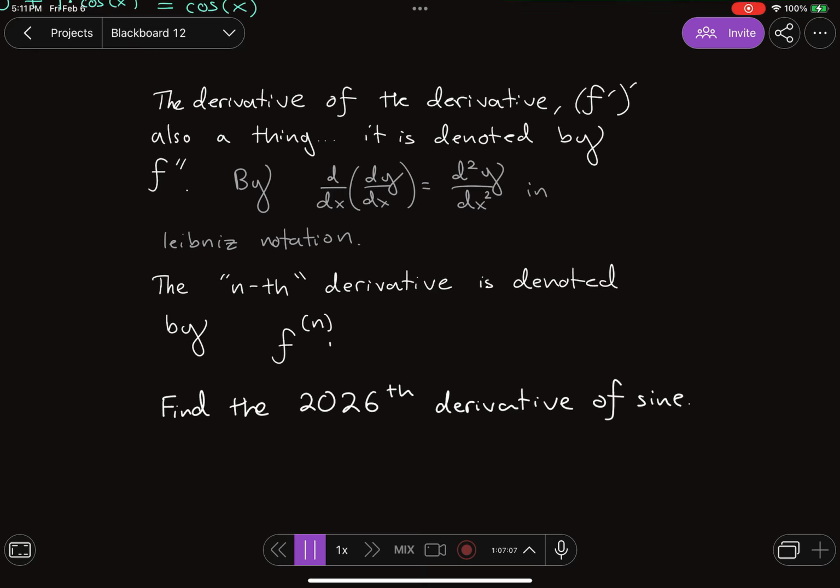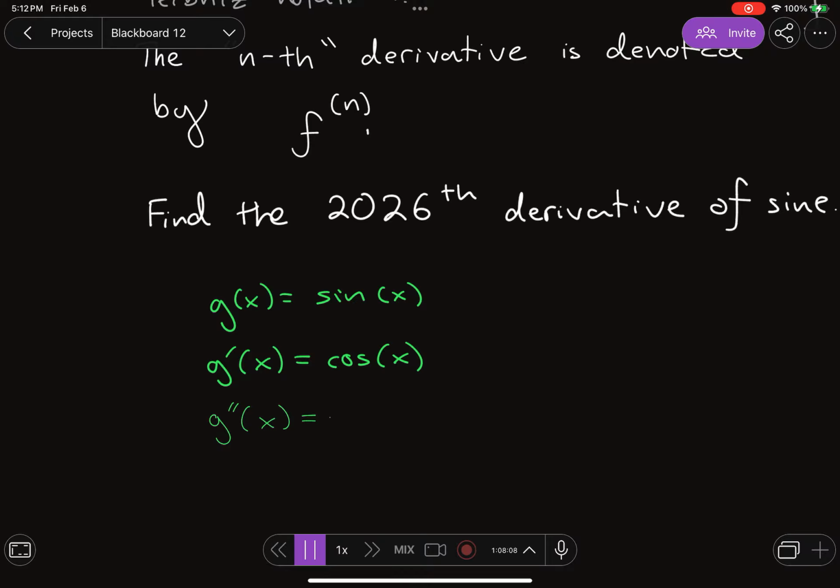And here's a fun example. Find the 2026th derivative of sine. We just went through this. So if g of x is equal to sine of x, what we discovered was that the first derivative was the cosine of x. And then I left it to you as homework to find the second derivative of sine. So we have the second derivative. In other words, what is the derivative of the derivative? What is the derivative of cosine? It can be shown that that is negative sine.